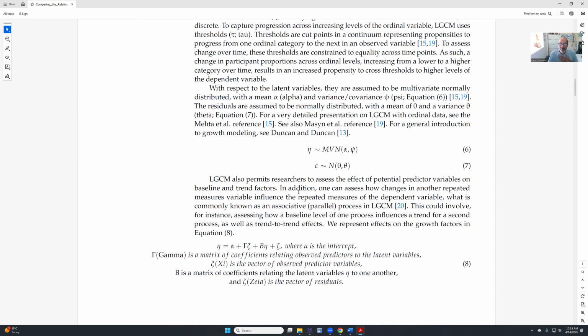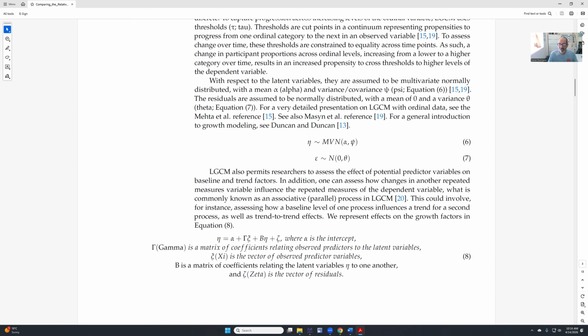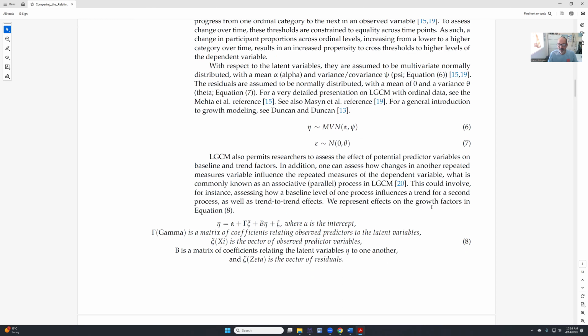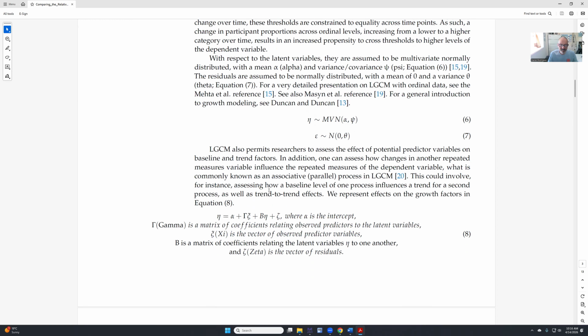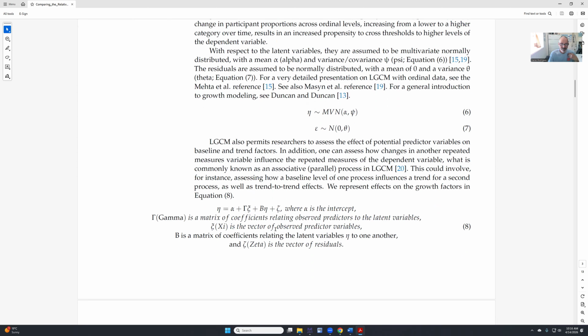LGCM also permits researchers to assess the effect of potential predictor variables on baseline and trend factors. We already know that. In addition, one can assess how changes in another repeated measure variable influence repeated measures on the dependent variable. We also mentioned that before: associated processes in latent growth curve modeling. There are some references. This could involve, for instance, assessing how baseline level in one process influences trend in the second process. You can do trend to trend effects. There's so much you can do with it. It's really, really cool.